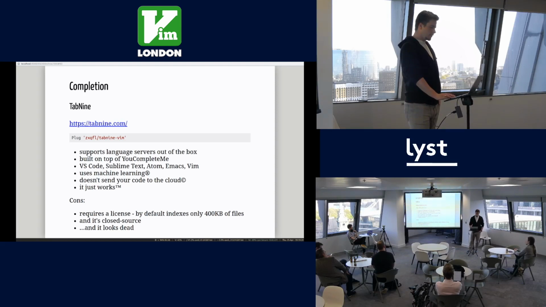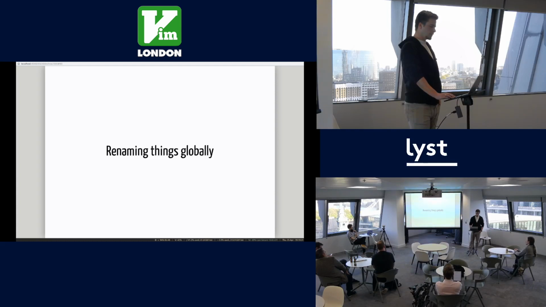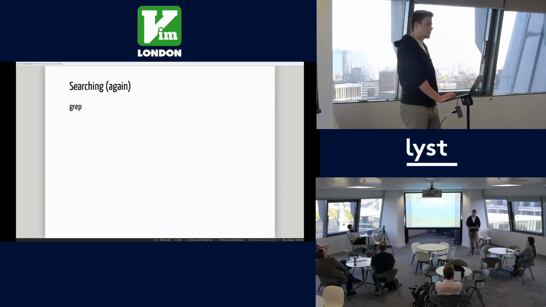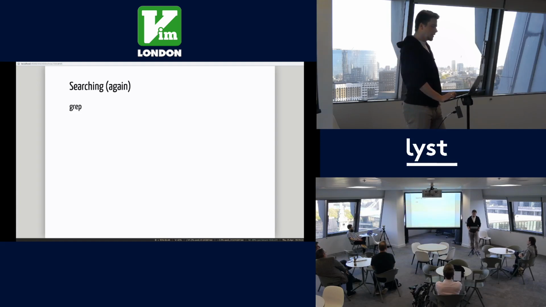The next feature that I personally really like to have in Vim is renaming things globally. So first, to rename something, we need to find it. Most people use grep, the standard tool available on Linux. Problems with grep are that it is a bit slow sometimes. It's not recursive by default. It doesn't ignore files that should be ignored, like files in your gitignore. And it also doesn't work very well when you don't have a locale set.